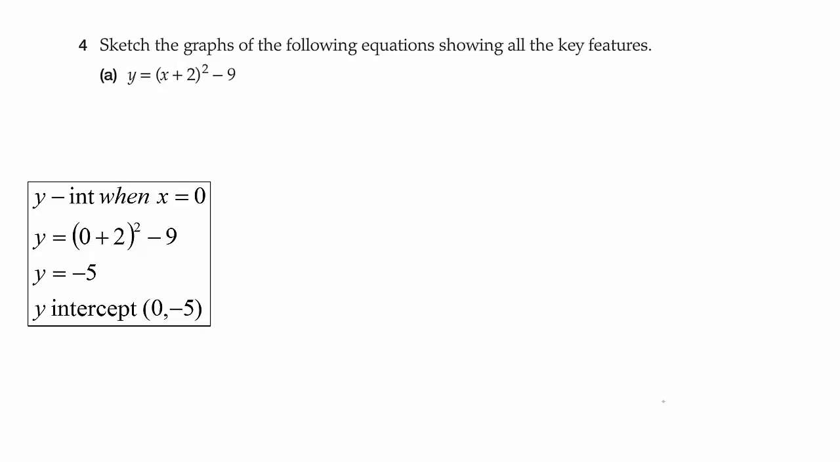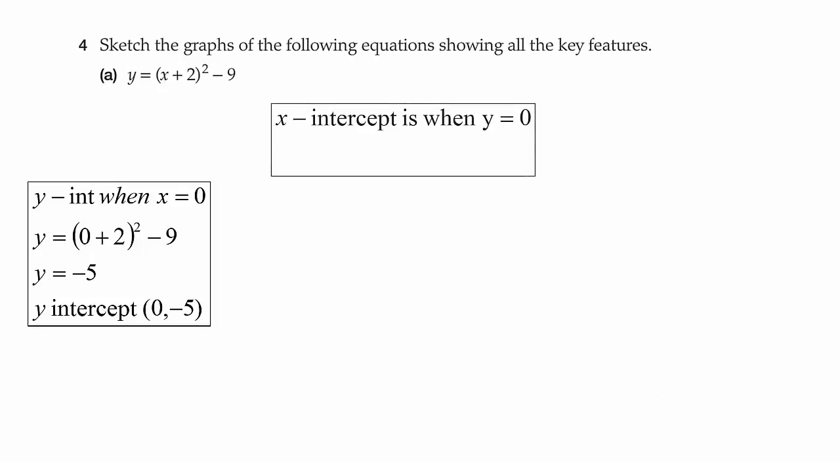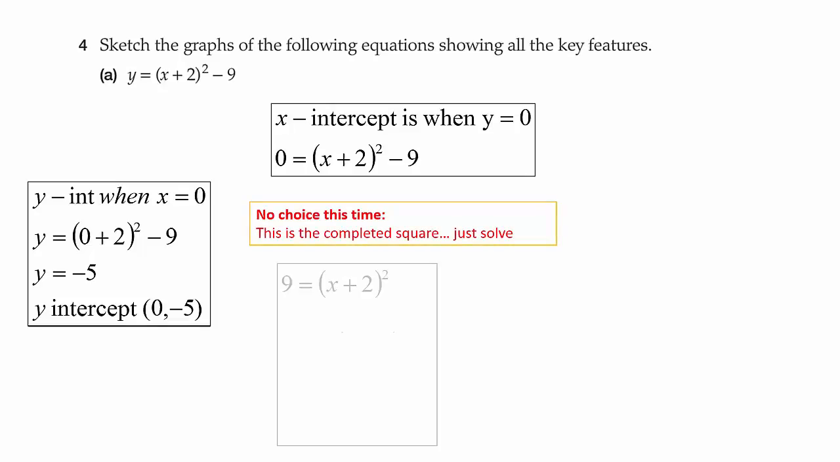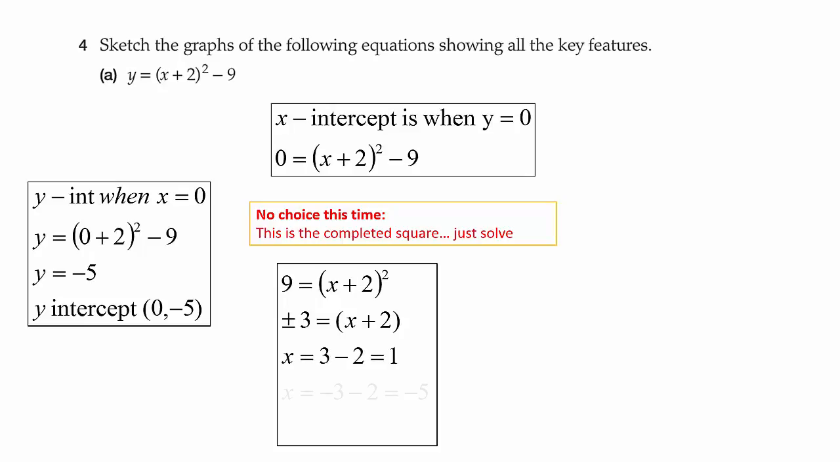Now we want the x-intercepts, and this is where y is equal to 0. So this whole equation is going to be equal to 0. This is like somebody else completed the square for us, and we thank them very much for that. So all we need to do is rearrange this and solve. Move the 9 over, move the square over. Remember, the square root of 9 gives 2 answers, plus 3 and minus 3. So solving with the plus 3, take 2, we get 1. With the minus 3, take 2, we get minus 5. That's 2 points: (1, 0) and (negative 5, 0).